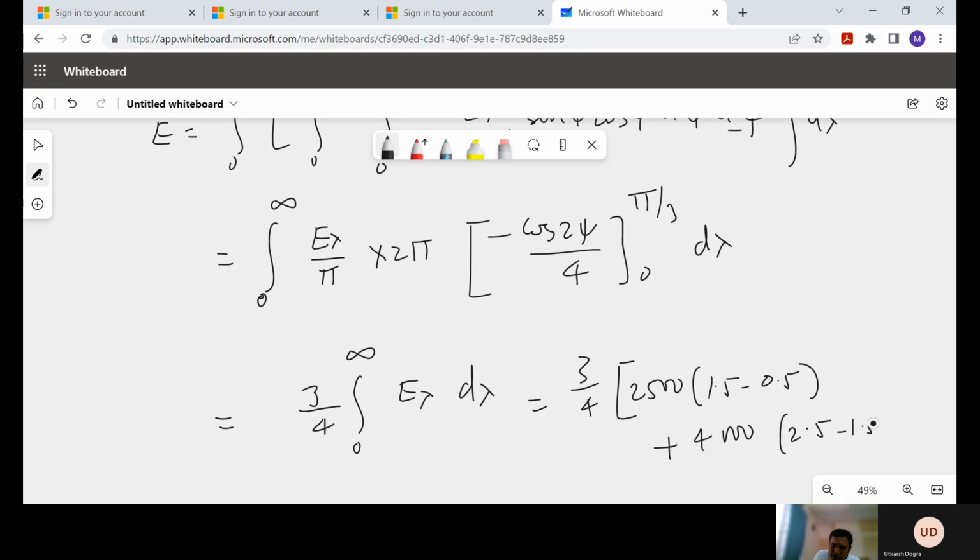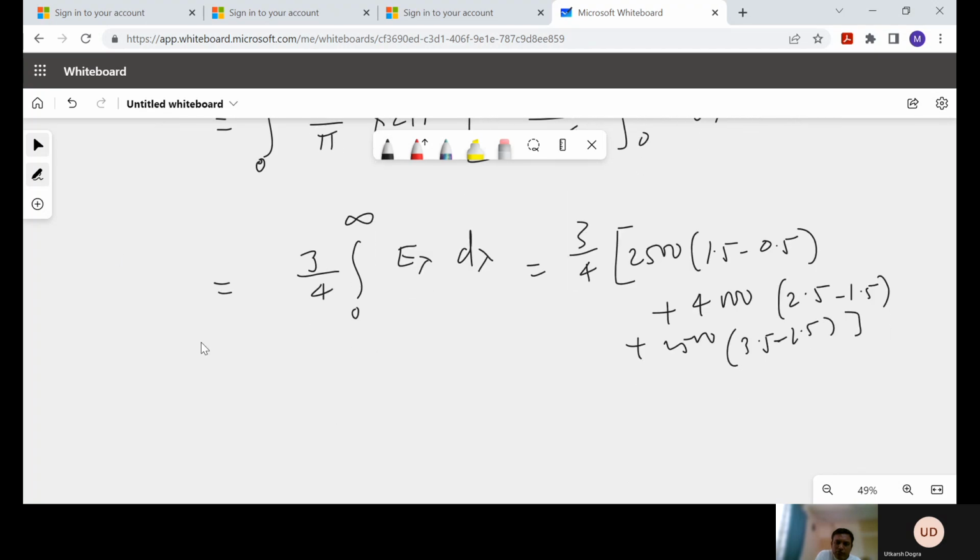2.5 minus 1.5, and the third term will be 2500. The next term will be 3.5 minus 2.5, and the other two terms will be 0. So by putting all these terms we can calculate. This is 2500. This is 2500.